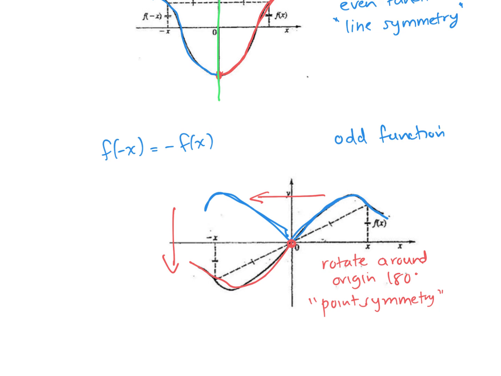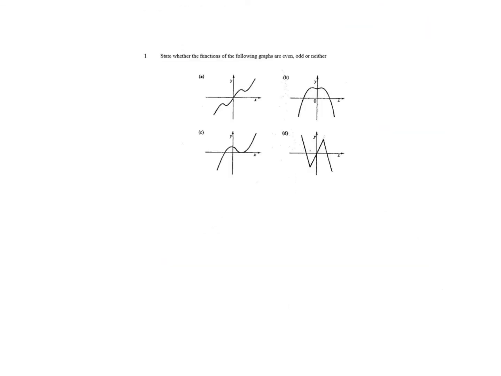So if you replace x with negative x and you get the opposite result, we say that is an odd function. So how does that work? Well, let's look at these ones which are graphs. So in the first one, I'm going to say this has point symmetry because here's my original. And I can see that this has been rotated around 180 degrees. The positive x became negative x, and then the positive y became negative y. So we would say this is an odd function or has point symmetry.